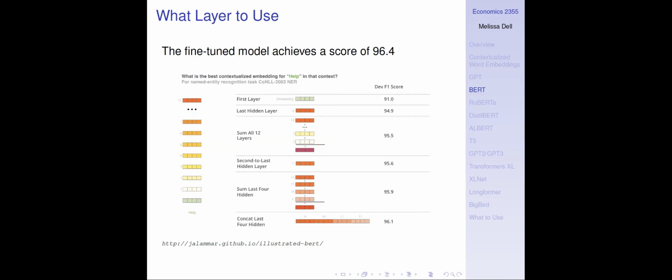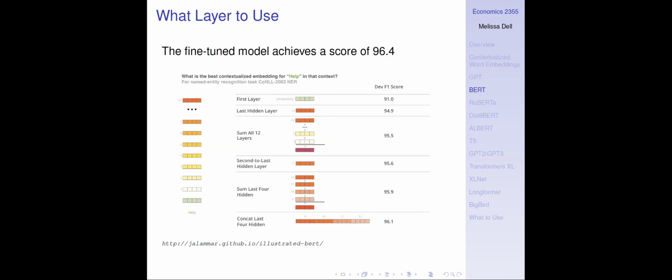And it talks about this in the paper, for a very specific task, which I think is a named entity recognition task benchmark. And so it takes different parts. And just as a reference, if you fine-tune the model end to end for named entity recognition, you get a score of 96.4.